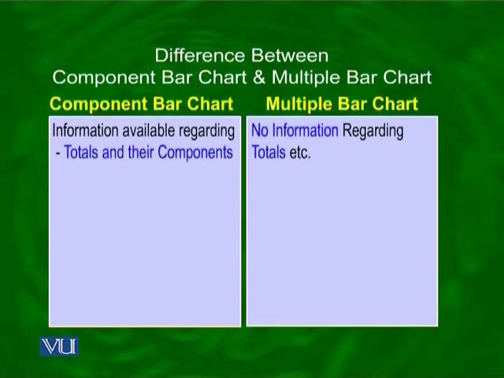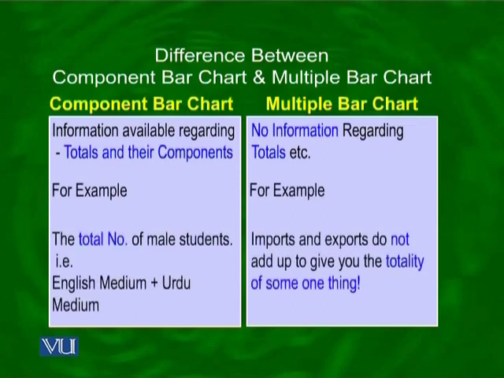And this is a point on which students often get confused, although it is very simple. The only thing to remember is that the component bar chart is to be used when we are dealing with totals and their components. For example, in the first year students example, we had the total number of male students out of which so many were English medium and so many were Urdu medium. Similarly, we had the total number of female students out of which so many were English medium and so many were Urdu medium.